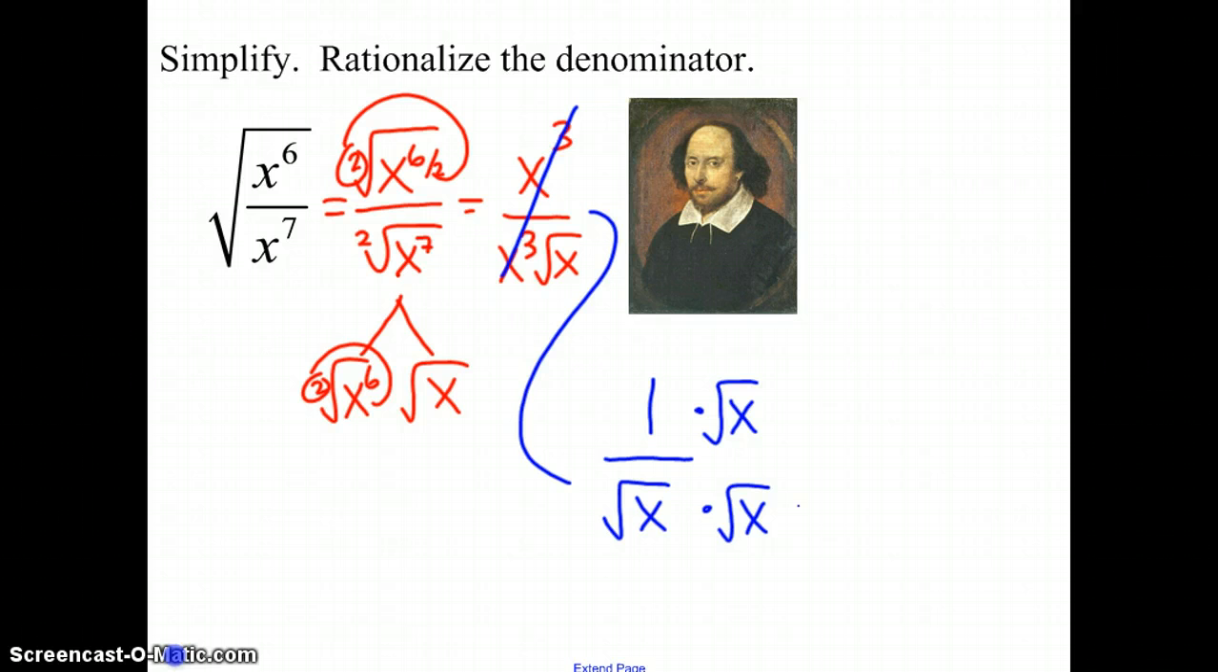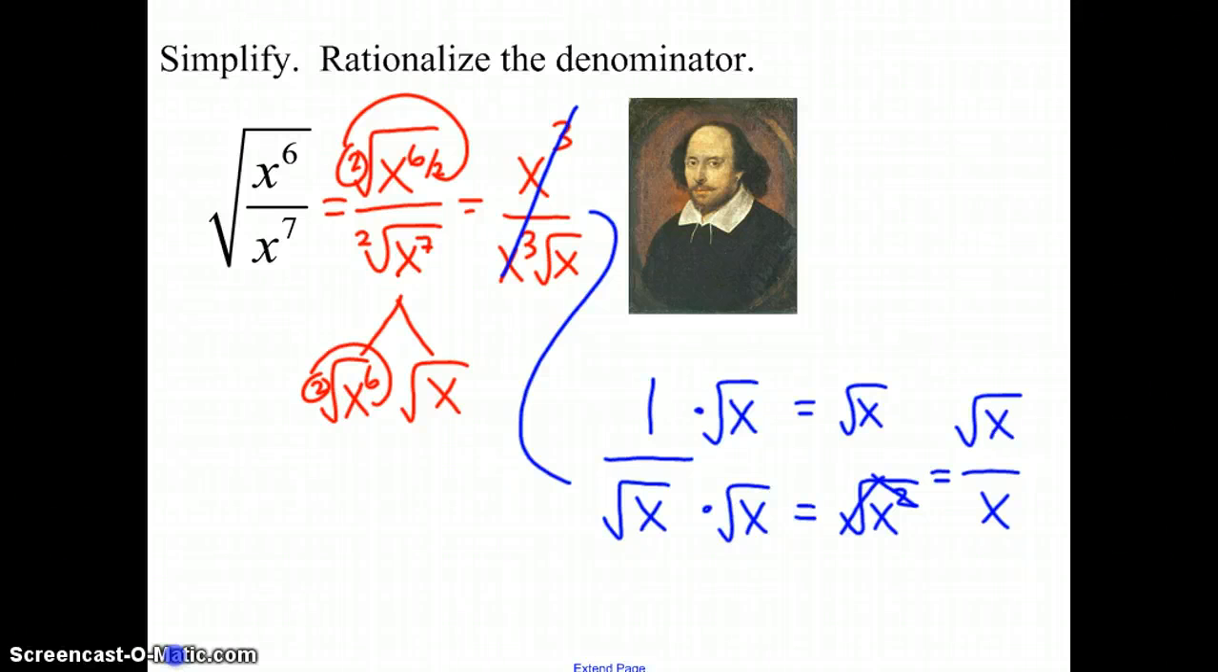Square root of x times square root of x gives me the square root of x squared. I realize these are just going to cancel each other out, so the bottom is just left with an x. On the top, 1 times the square root of x gives me the square root of x. There's nothing more I can do to simplify that, and I know that mathematically it's okay to have a square root on the top. So my answer is root x over x.